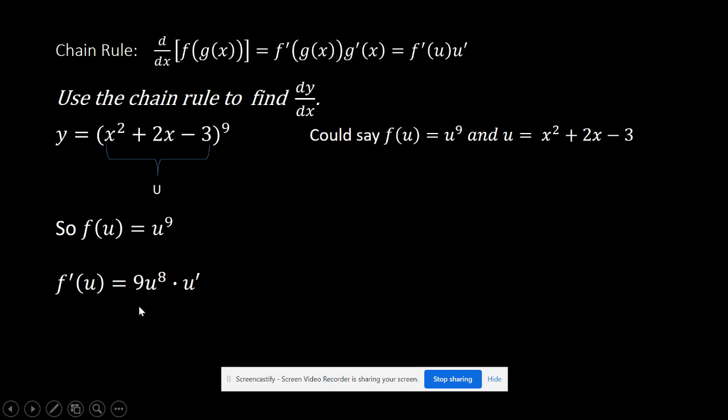So what we have right now is a formula for the answer. Now notice we know what u equals. I can grab it and throw it in. What I don't know is u prime.